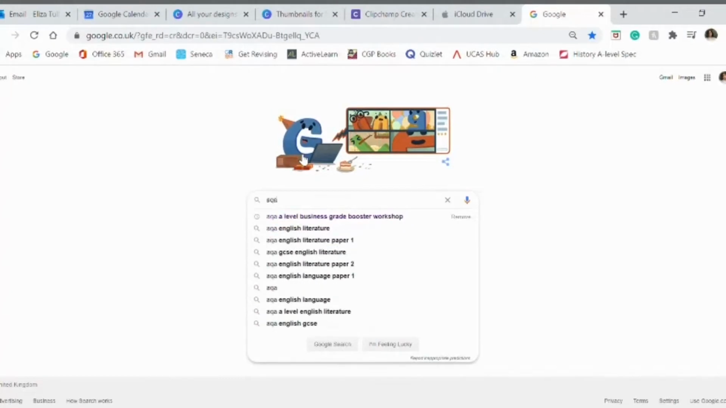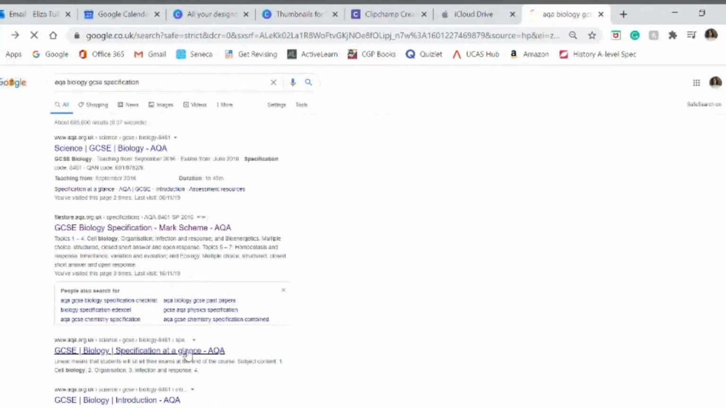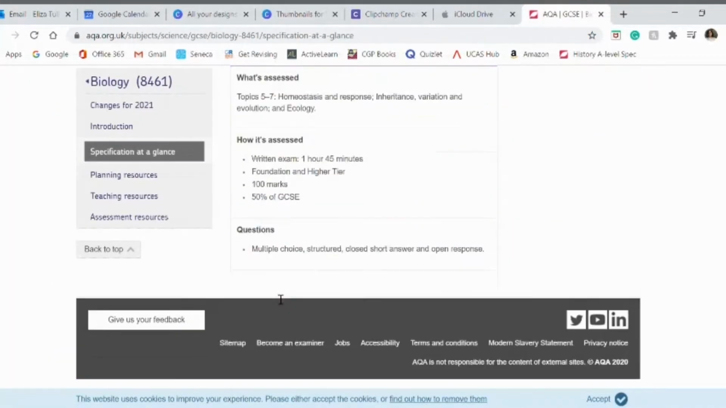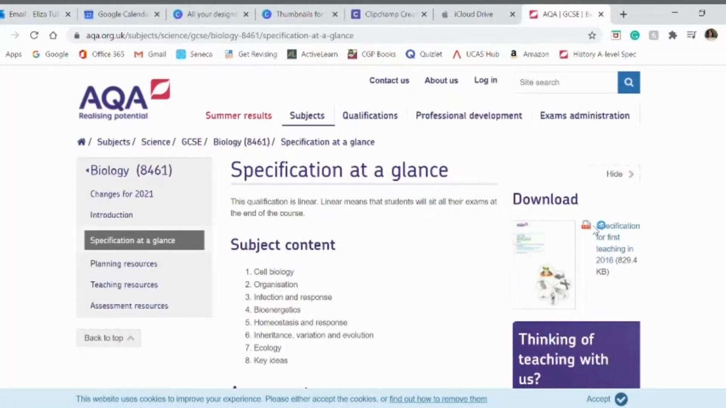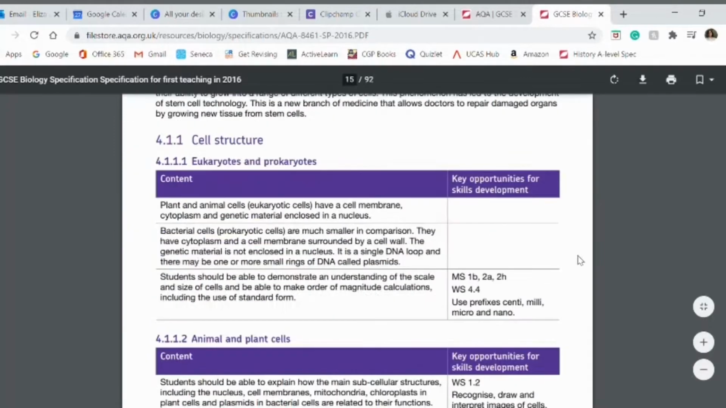Tip three is to look up your specifications and either make a checklist or just print them out. You can find specifications online by literally just typing in your exam board, your subject, and GCSE 9-1. This is really handy because it acts as a checklist of topics that you have and haven't done yet. And it means that you can look at your revision and think, oh, I haven't done cells yet, or I haven't done indices yet.